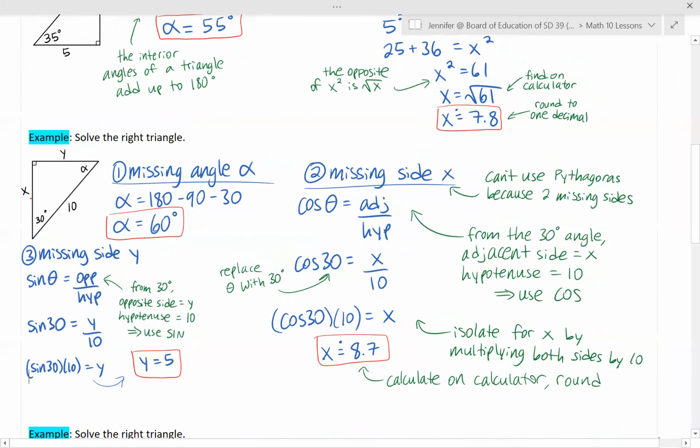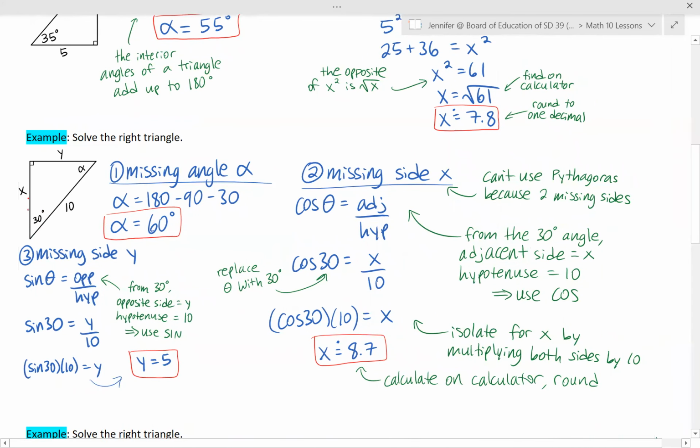Okay, so to solve for y, I have one given angle of 30 degrees. So from this angle, y is the opposite side length. And then the one that I'm given, 10, is the hypotenuse. So if I need opposite and I have hypotenuse, that means it has to be the sine ratio because that includes opposite and hypotenuse. So I set up my ratio. I replace theta with the angle that I have, 30. I replace opposite with y and hypotenuse with 10. And then I solve for y the exact same way I did over here, and I get that it's equal to 5.